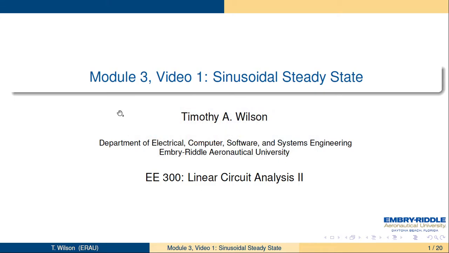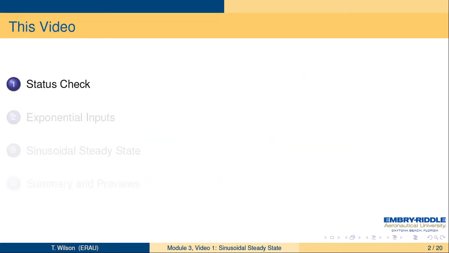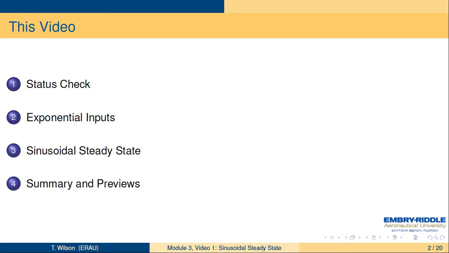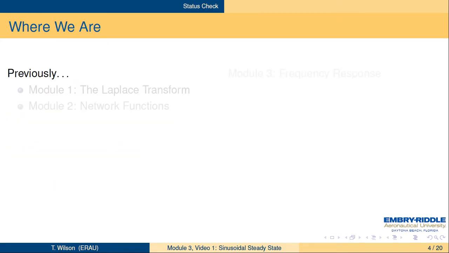This is EE300 Linear Circuit Analysis 2, Module 3, Video 1, the Sinusoidal Steady State. In this video, we'll take a status check of where we are. We'll review the concept of exponential inputs to a linear circuit and what happens to the output. We'll introduce the sinusoidal steady state, and then we'll have a summary and some previews. So let's see where we are on these things.